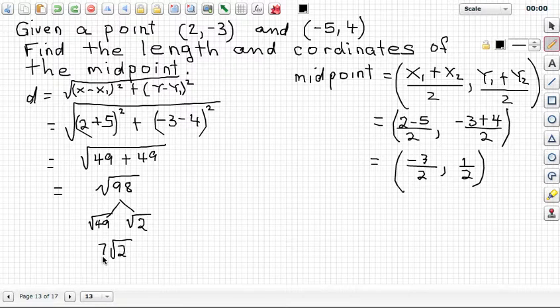You can pause the video and digest this if this is new to you. The midpoint formula is x1 plus x2 over 2, y1 plus y2 over 2. So 2 plus negative 5 over 2, and 3 plus 4 over 2. Simplifying that will give you negative 3 over 2 and 7 over 2. So that would be the coordinates of the midpoint. And that will be the distance between 2 points.